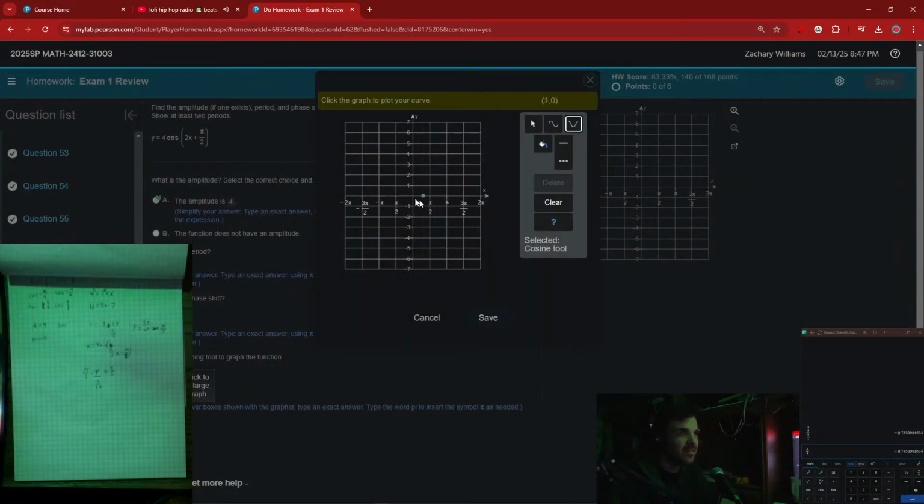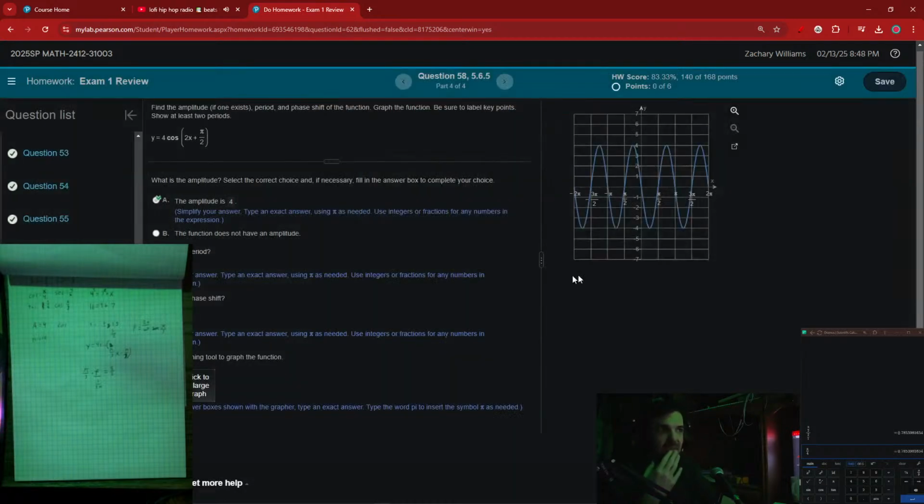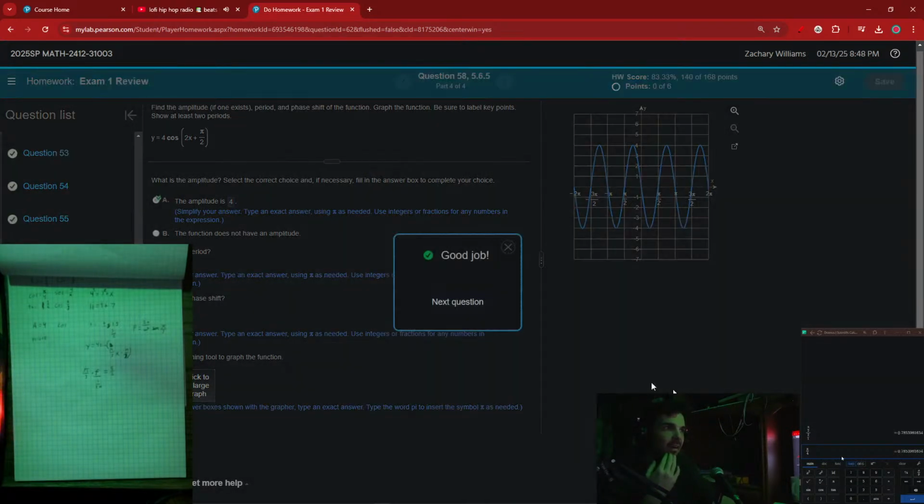Cosine, starting on the no shift, right? Amplitude is 4. Period pi. Phase shift negative pi over 4. And no reflection. Good job.